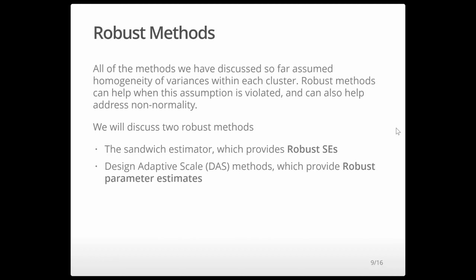The last thing we're going to talk about for this lab is robust methods. All of the methods that we've discussed so far for all of the estimations and tests that we've performed have assumed homogeneity of variances within each cluster. Essentially, the assumption is that the variances for each cluster around the cluster mean are the same for all clusters. Robust methods can help when this assumption is violated and can also help if the normality assumption is violated as well. We're going to discuss two robust methods: the sandwich estimator, which produces robust standard errors, and the design data scale method, which actually provides robust parameter estimates, not just standard errors.